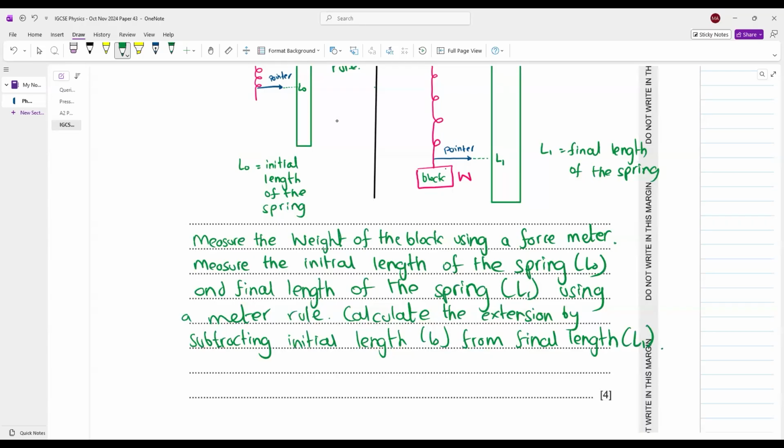Now, you can quickly apply the formula F equals kE to calculate the spring constant. But that would be a very bad approach. If I write here apply F equals kE to calculate spring constant, this will be a bad approach. Why will this be a bad approach? Because I am basing my entire calculation on one reading of weight and on one reading of extension.